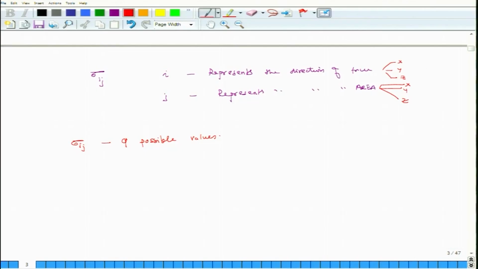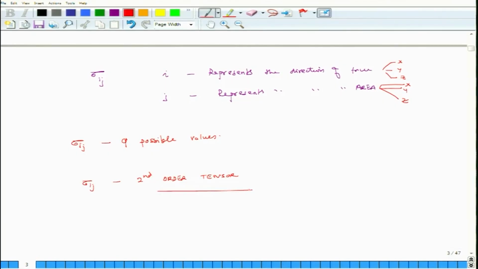So, this is an example of a second order tensor. Sigma ij is a second order tensor. Force is a vector, and what is a vector? It is nothing but a first order tensor. Similarly, area or the direction of its normal is a first order tensor, but sigma ij or stress is nothing but a second order tensor.